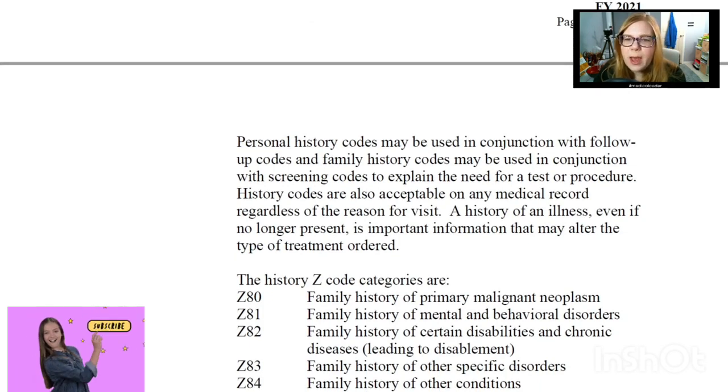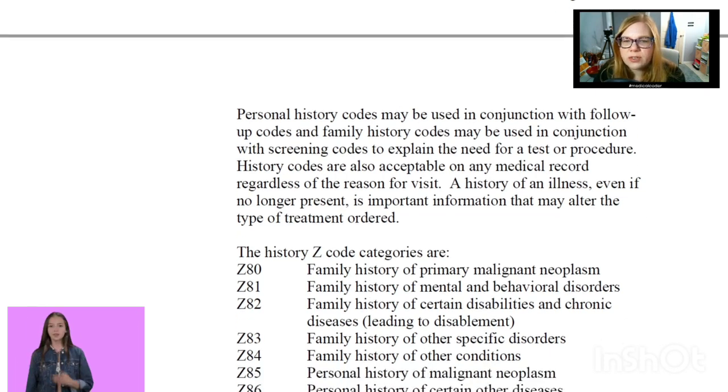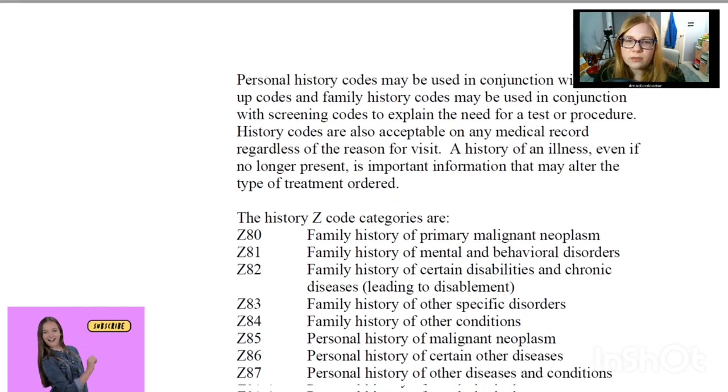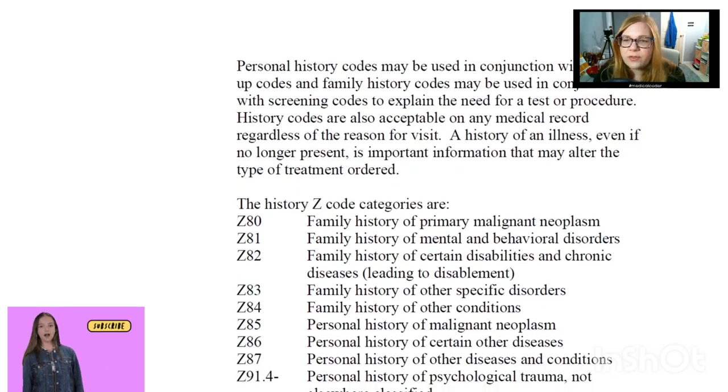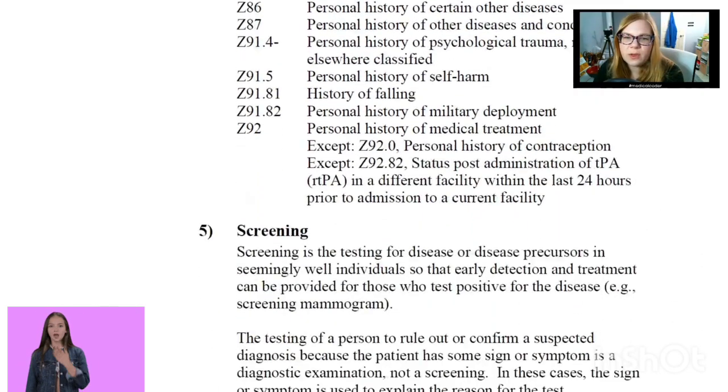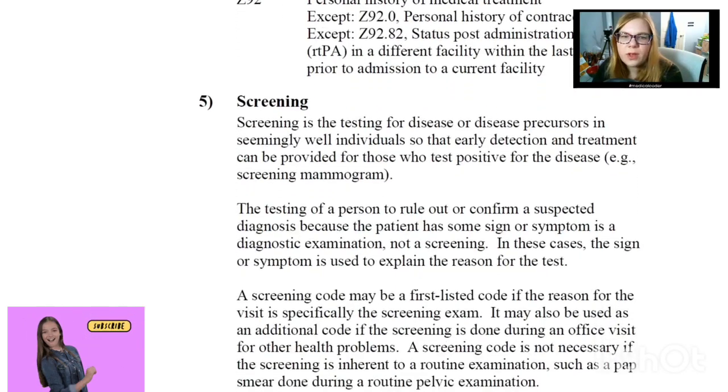Personal history codes may be used in conjunction with follow-up codes, and family history codes may be used in conjunction with screening codes to explain the need for a test or a procedure. History codes are also acceptable on any medical record, regardless of the reason for the visit. A history of an illness, even if no longer present, is important information that may alter the type of treatment ordered. So these are all the History Z codes. I'm not going to read through all of them for you.